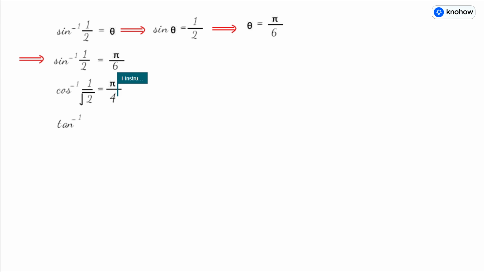What about tan inverse root 3? Tan inverse root 3 is again an angle, the value of whose tan is root 3. So what is that angle when tan theta is root 3? Tan theta is root 3 for which angle? Theta is pi by 3. So can we conclude that tan inverse root 3 is pi by 3? Similarly, of course, we can have the negative real numbers, but that will follow.